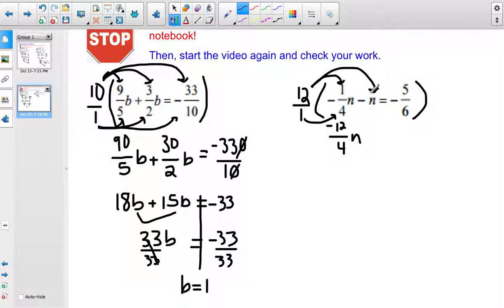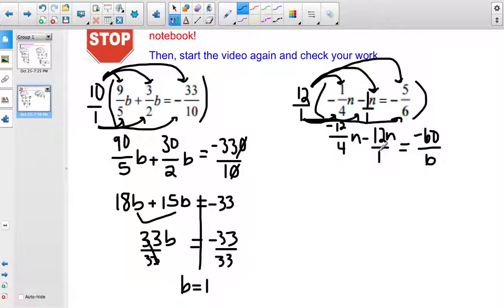12 times this, you might need to put a 1 here to remember that this is a negative 1 over 1. So 12 times negative 1 is actually going to be negative 12n. And then 1 times 1 is going to be 1. Lastly, 12 times negative 5 is going to be negative 60. And my arrows are getting a little overlapped, but 1 times 6 will be 6.